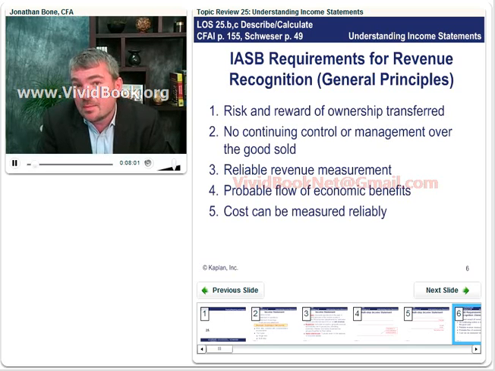It should lead to a probable flow of economic benefits, meaning, of course, the customer is likely to pay us, and as a result there'll be a cash inflow in the future. And then finally, cost of the goods that we've sold or the service we've provided can be measured reliably. Now, of course, if we've got reliable revenue measurement and we know the cost can be measured reliably, we can start to record profit.